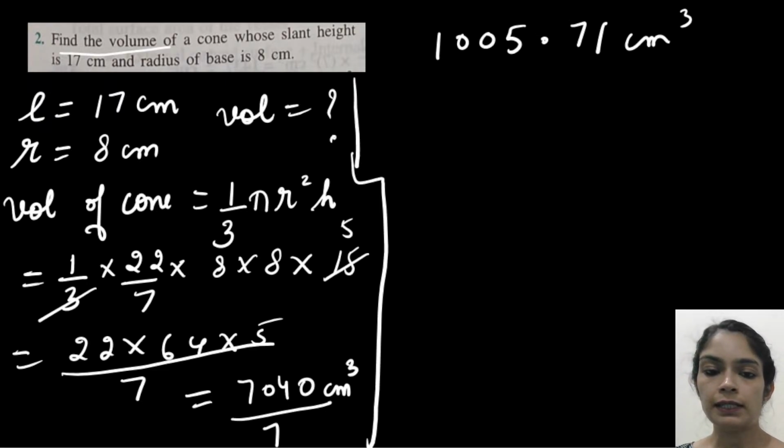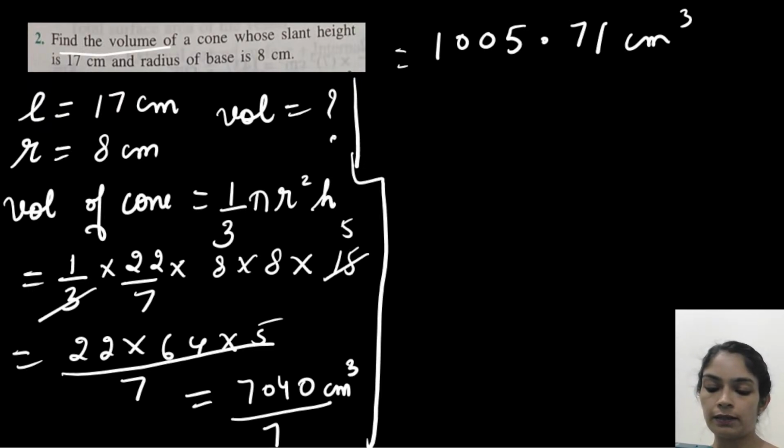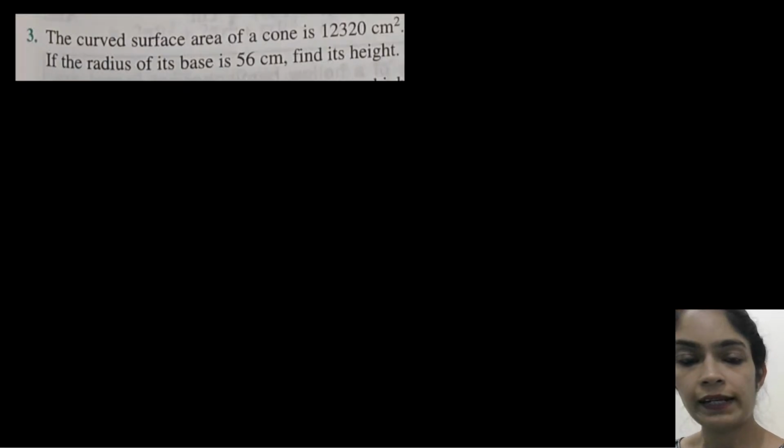So first of all, when we do the multiplication, its answer is 7040. So 7040 we have to divide by 7. So the final answer we are getting is 1005.71 centimeter cube. Okay, good. I can see many of you are posting the answers along with the units. So that is a really very good thing. Okay, let's do the next one.